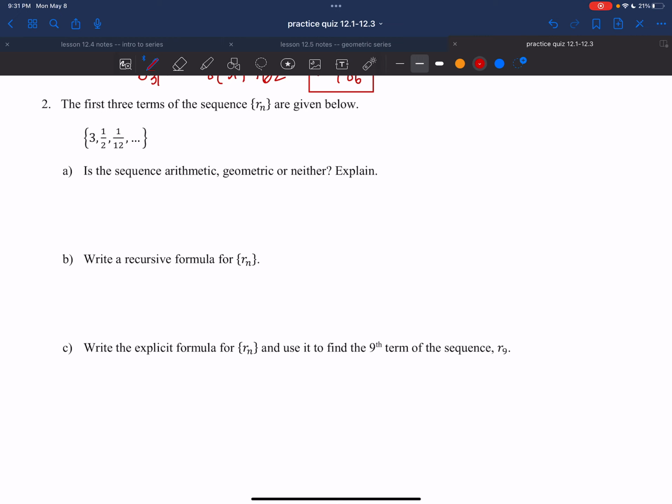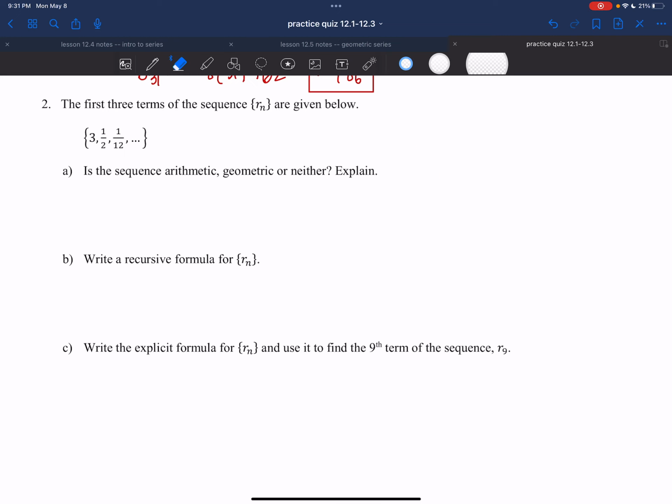So I check for a common difference first, right? I mean, you don't have to. You can try anything first. Let's say 3 minus 2.5 is 1/2. Is 1/2 minus 2.5 1/12? Nope. So it's not a common difference. So, okay, it's not that.